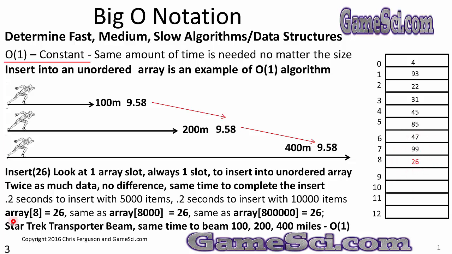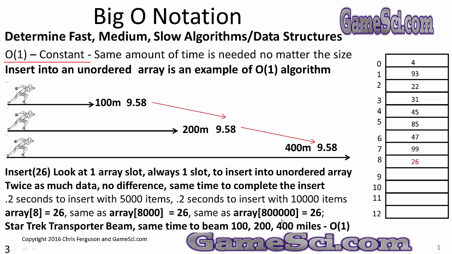Think about it. Array sub 8 equals 26 takes the same amount of time as saying array sub 8,000 equals 26, which takes the same amount of time as saying array sub 800,000 equals 26. It doesn't matter. All you're going to do is go to the end of the array and insert a piece of data at the end of the array. The computer does a simple math calculation to figure out where the slot is and inserts the data at that location. Doesn't matter that the numbers are bigger, it takes the same amount of time.